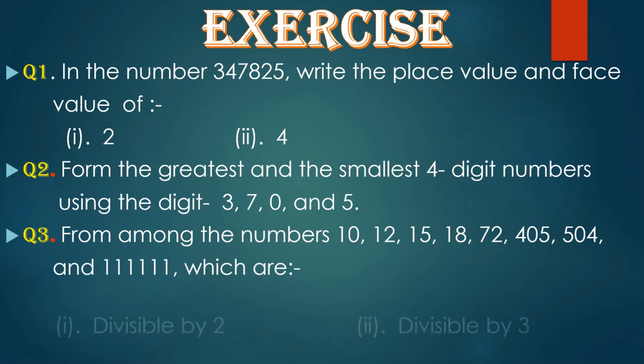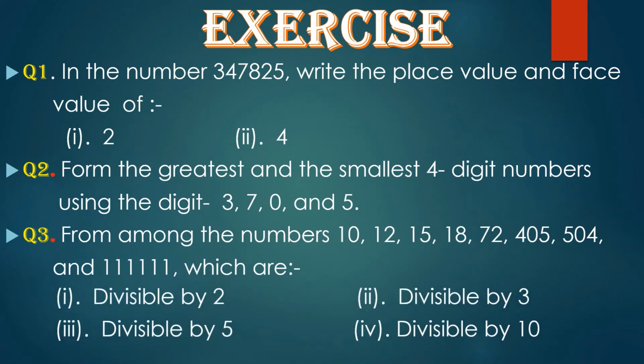In the third question, from among the numbers 10, 12, 15, 18, 72, 405, 504, and 1,11,000,111, which are: first part, divisible by 2; second part, divisible by 3; third part, divisible by 5; and fourth part, divisible by 10? Write your answers in the comment box.